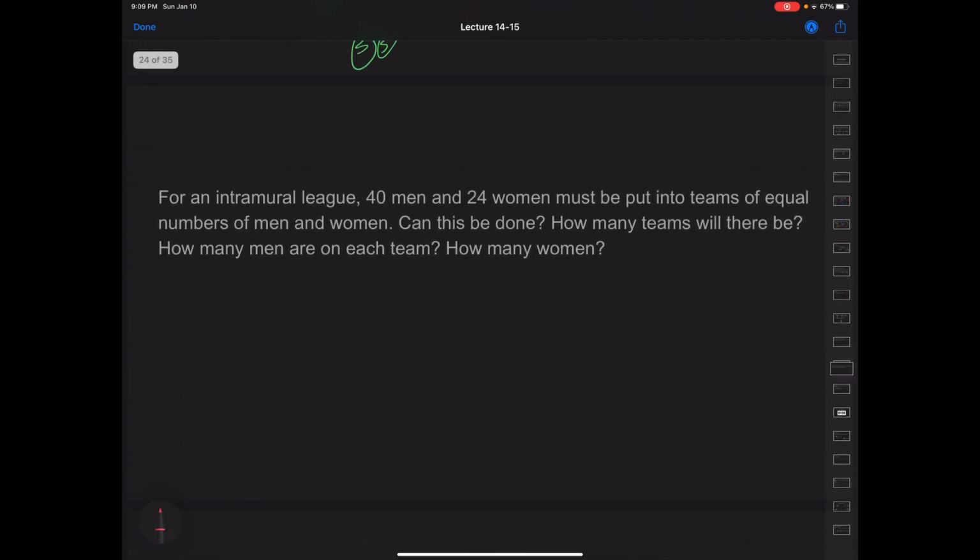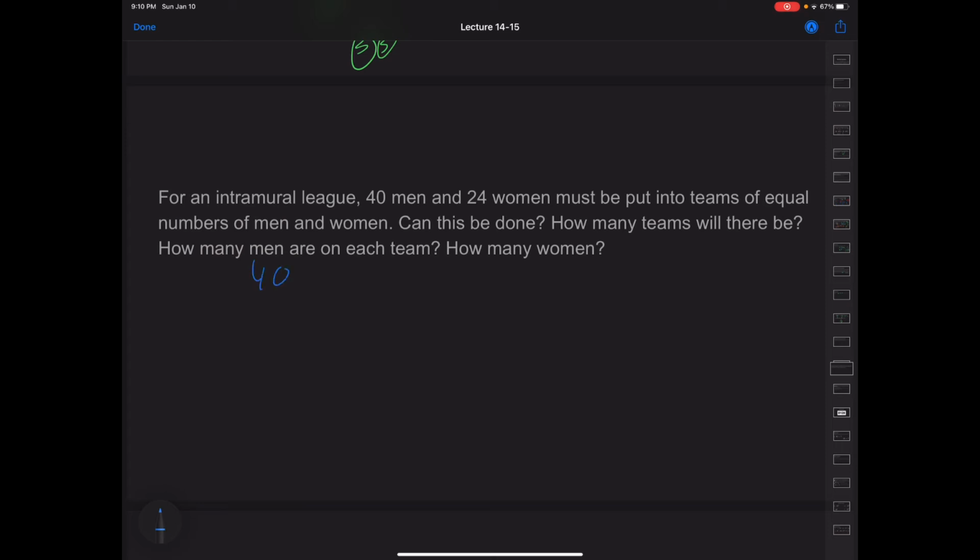Now we have a little word problem. We have, for an intramural league, 40 men and 24 women who must be put into teams of equal numbers of men and women. Can this be done? How many teams will there be? How many men are on each team? How many women? So, we want 40 men and 24 women to be put into teams of equal numbers of men and women. How many teams will there be?